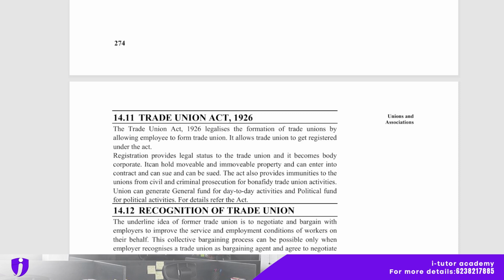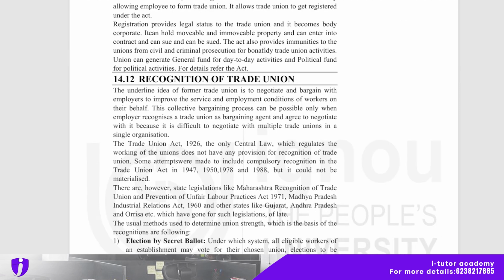The Act also provides immunities to the unions from civil and criminal prosecutions for bona fide trade union activities. A union can generate a general fund for day-to-day activities and a political fund for political activities. For details, refer to the Act. And the recognition of trade union.